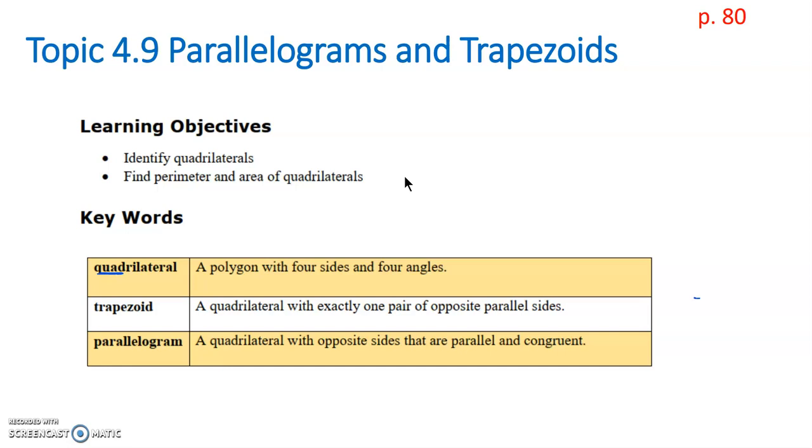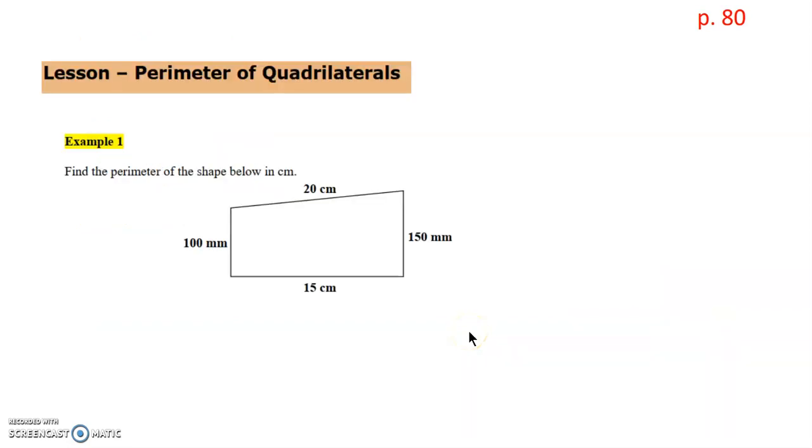A trapezoid is a shape that has one pair of parallel sides, so a very common shape of a trapezoid looks like that, where the top and the bottom are going to be parallel. And a parallelogram is like a tilted rectangle. What a parallelogram has is parallel sides, top and bottom, and side, and that's what we mean by congruent. They're parallel and they're congruent, meaning that they are the same. So for example, the top and bottom are the same length and the sides are the same length as each other. So first up, we're going to take a look at perimeter of quadrilaterals.